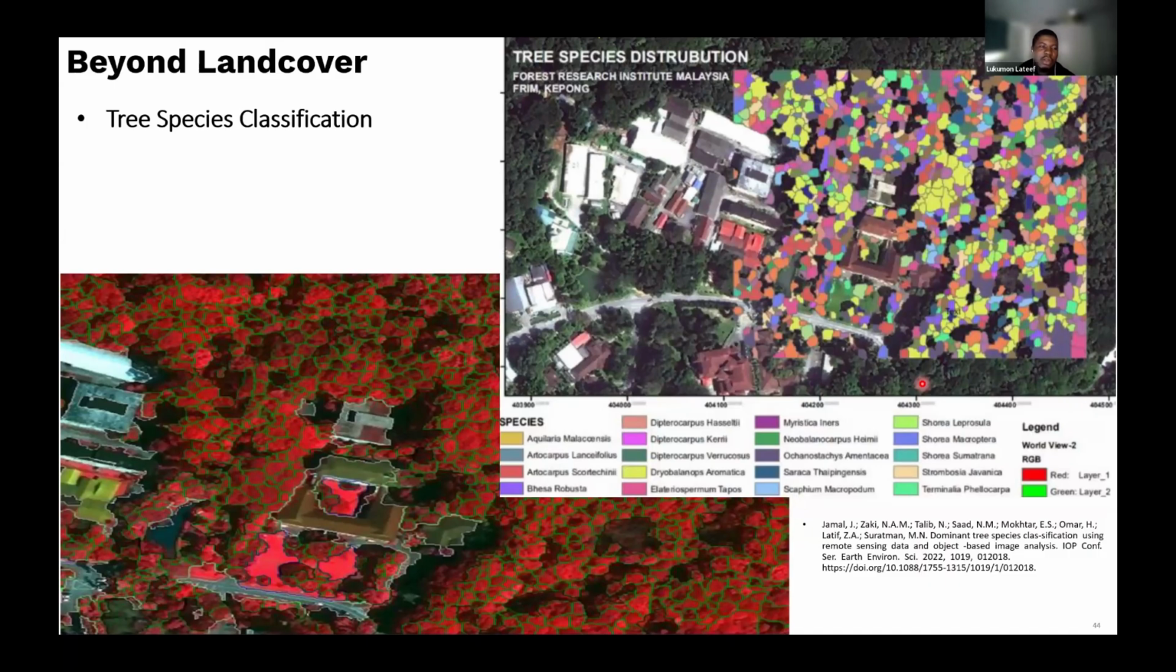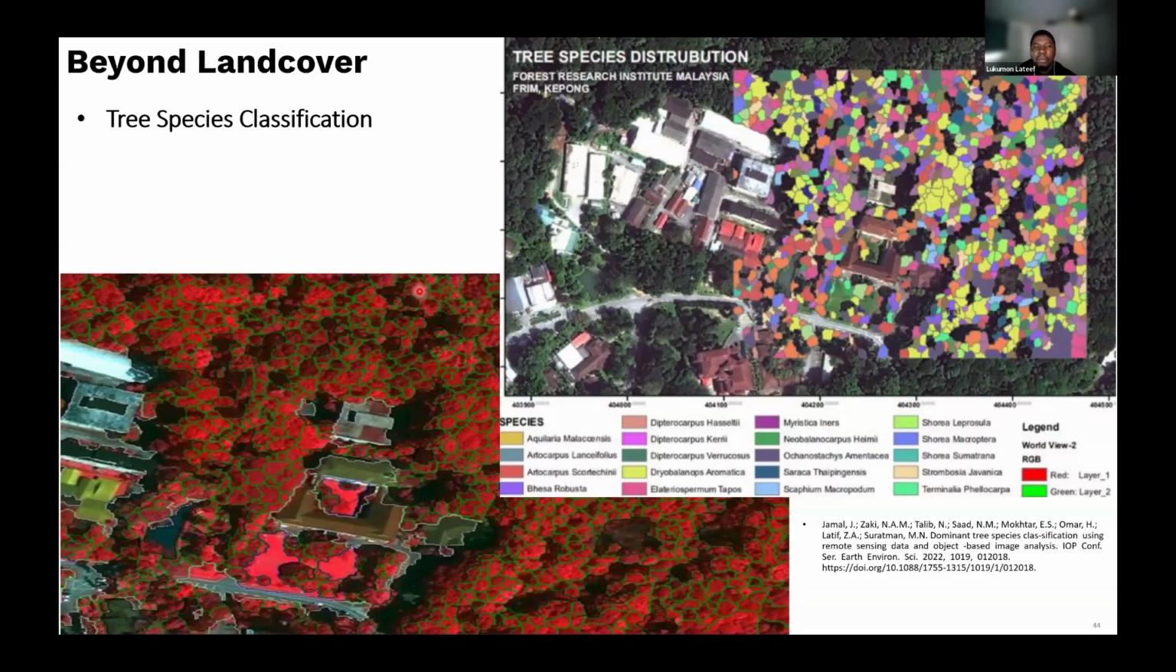So I've talked mainly about land cover, for example, but satellite image analysis goes beyond land cover alone. Here you can see this paper, they try to classify different types of tree species. So they apply segmentation to get the boundary or the grouping of the similar pixels or reflectance. They now apply the classification to distinguish the trees and separate the buildings from the trees.